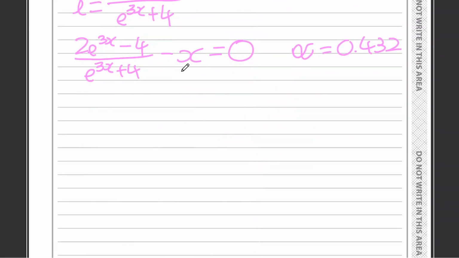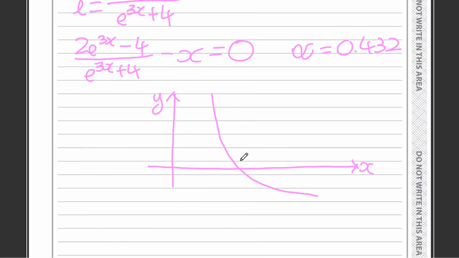If we draw a diagram to show what's going on here, this is y, and this is x. The graph will look something like this, where y is equal to 0, it crosses the x-axis, and this here is at alpha, and alpha is 0.432 to 3 decimal places. Now the way that we can prove this is using the idea of how the sign changes when we're locating roots.